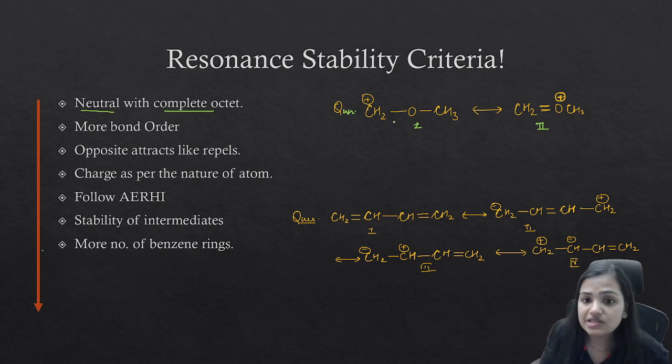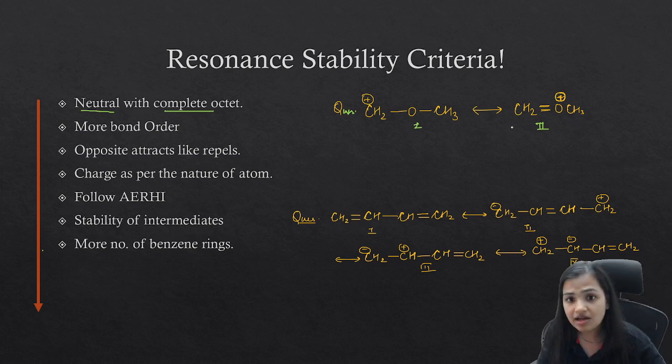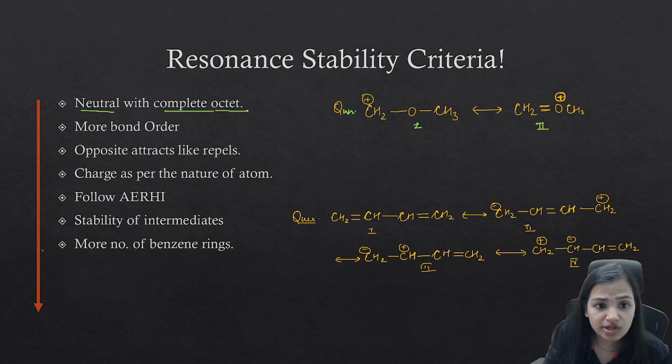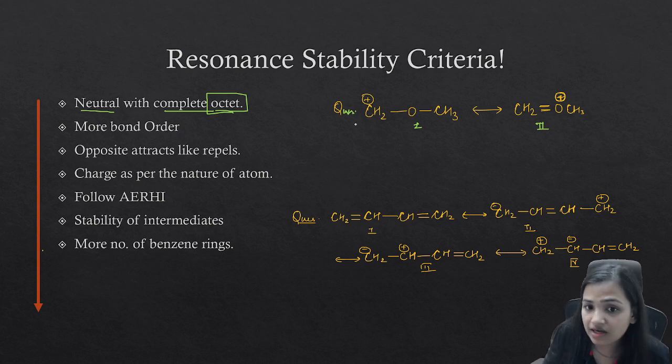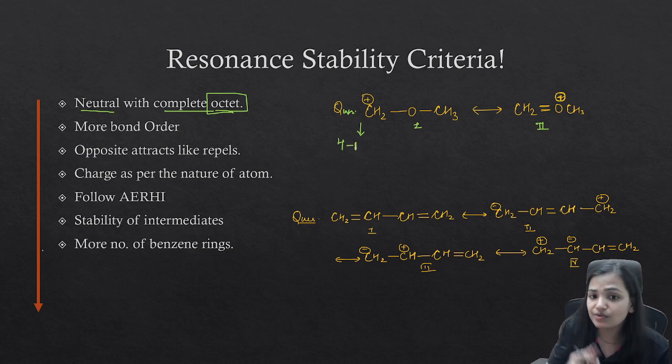Okay, so if you see this particular molecule, out of these two structures, neither is neutral, and since it is all about the octet, let us check their octet. Guys, you know carbocation. Whenever we have a positive charge on a carbon, carbon has how many valence electrons? 4 valence electrons, but because of this positive charge there will be a deficiency of 1 electron, 4 minus 1. Now this carbon is forming how many bonds?